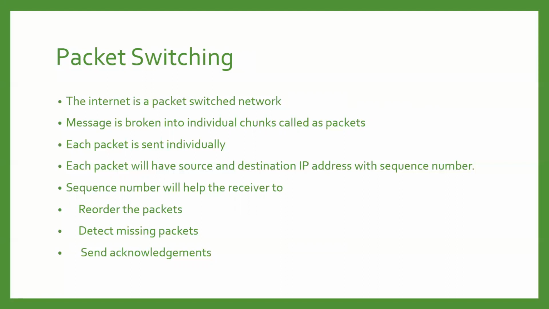If the fourth is not received, that means the acknowledgement from the receiver to the sender about the fourth will not be transmitted. If the acknowledgement is not received by the sender, then it will retransmit that particular fourth packet one more time. So by using the sequence number, the receiver can reorder the packets, detect missing packets, and send the acknowledgement. For these three functions, it helps the receiver. So this is what packet switching is.